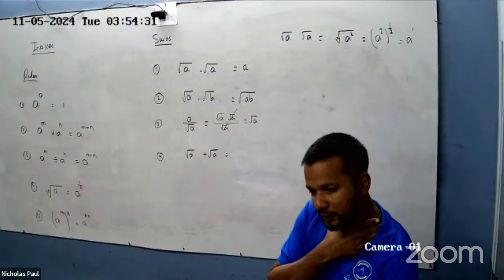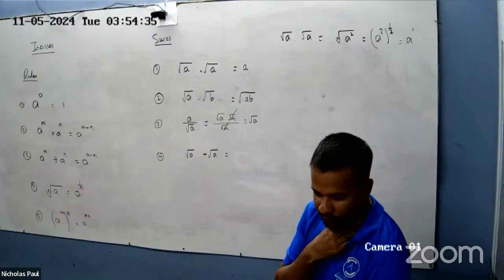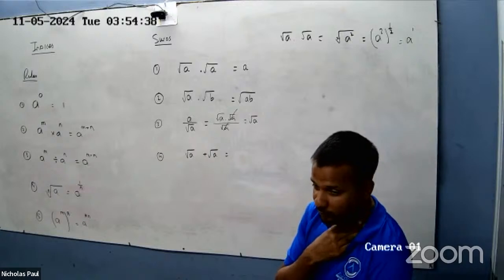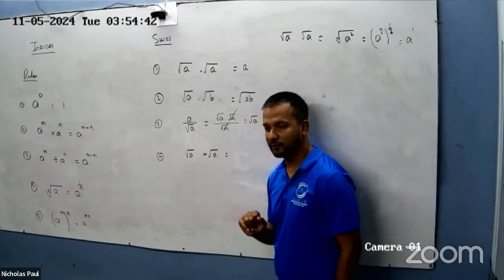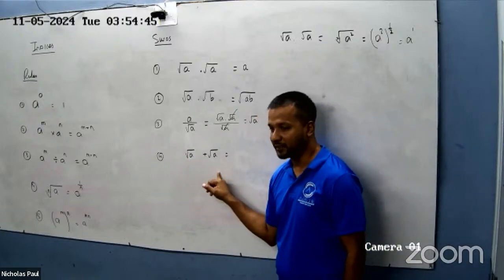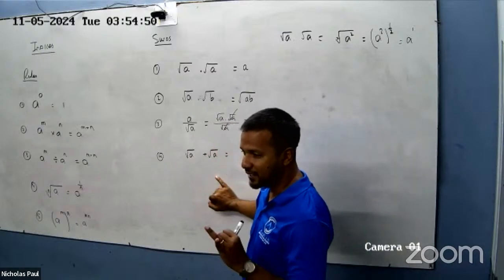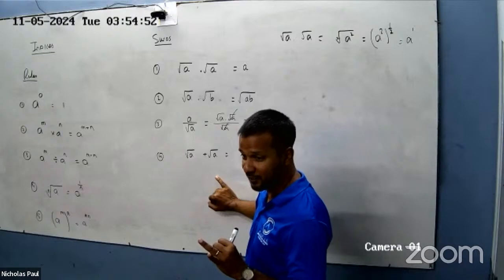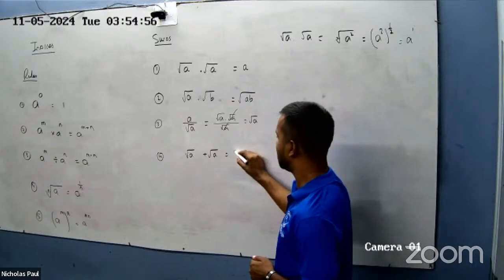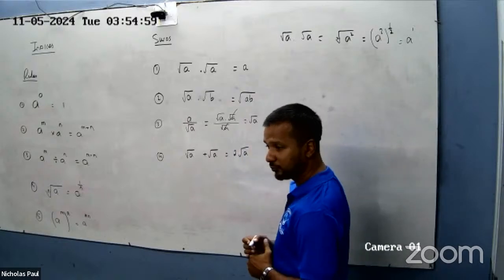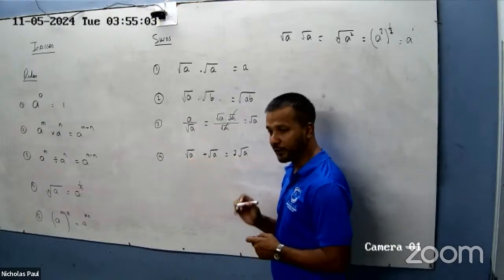What do you think? What's root A plus root A? Any guess? Okay, what's x plus x? Sarah, what's x plus x? If you add x on x, what do you get? 2x, right? So if you add root a and root a, what do you get? 2 root a. Okay? Root a plus root a is 2 root a. Okay?